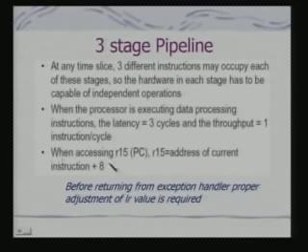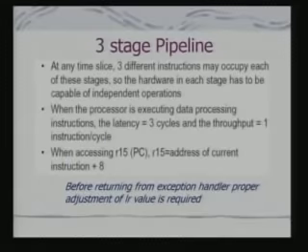And when accessing R15, R15 is the address of the current instruction plus 8. This is the key point. Why? Because since you are doing prefetching, when you are currently executing an instruction, your PC points to the instruction which is currently to be fetched. So, it is PC plus 8. And when an interrupt occurs, what happens? The current execution is completed and the interrupt is serviced.